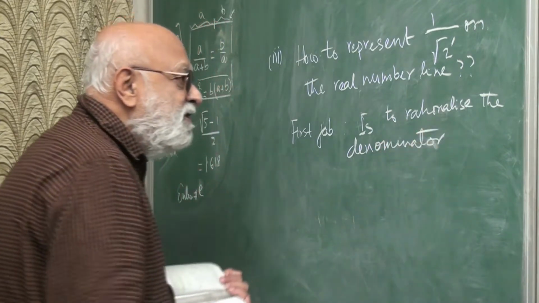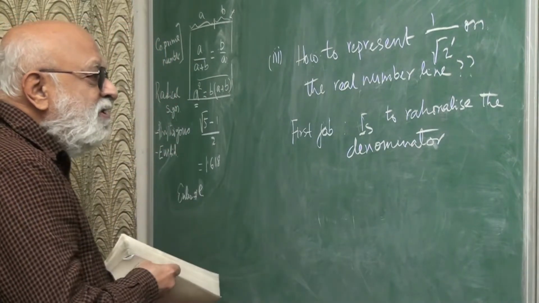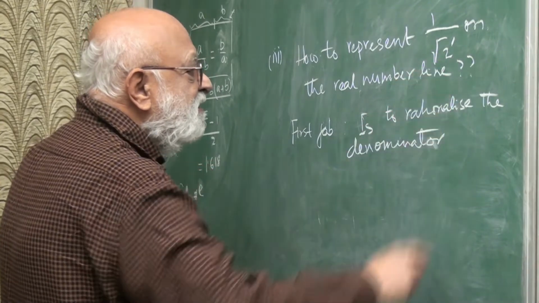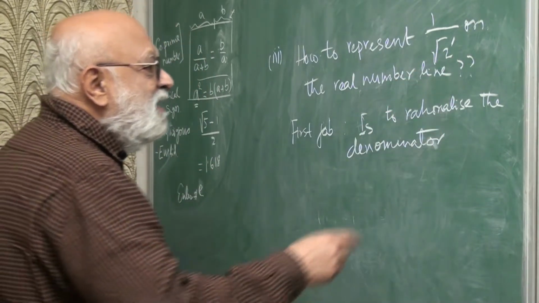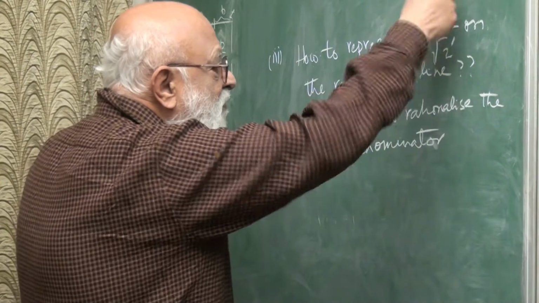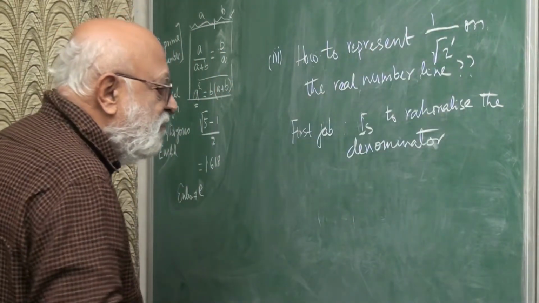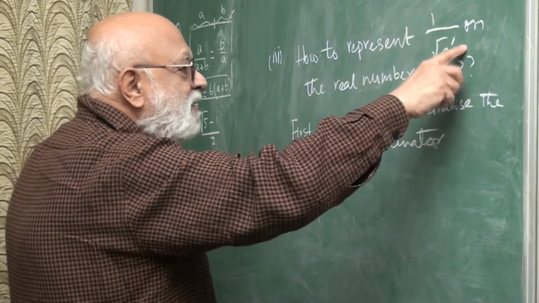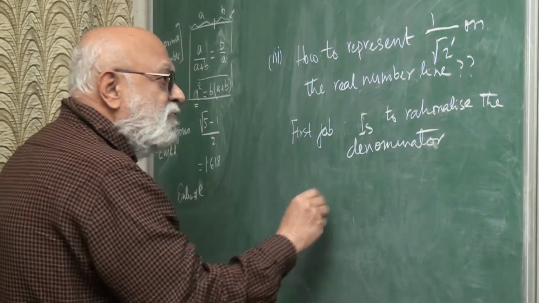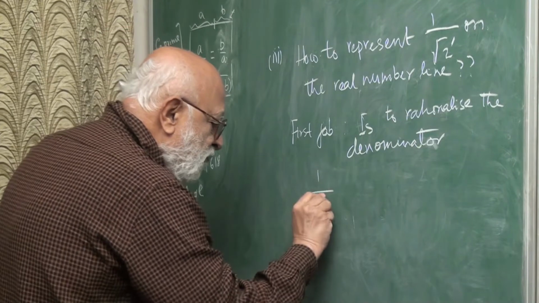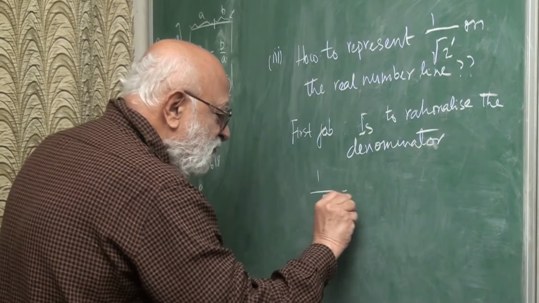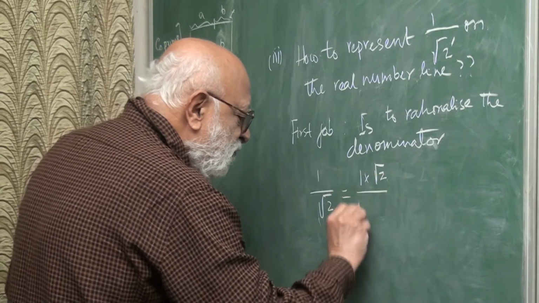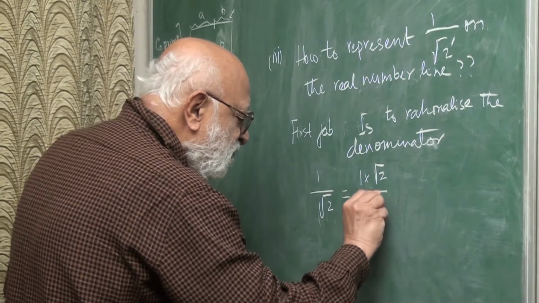And how do I do it? I can only bring it from root 2: either I square it or I multiply. I can do it two ways. Multiply both denominator and numerator by root 2. So what do I do? So 1 upon root 2 is equal to 1 into root 2 upon root 2 into root 2.